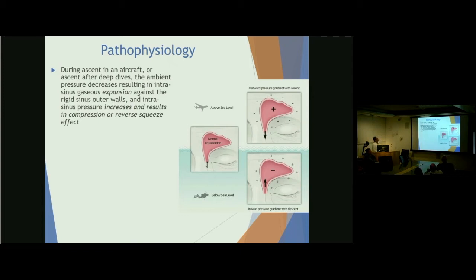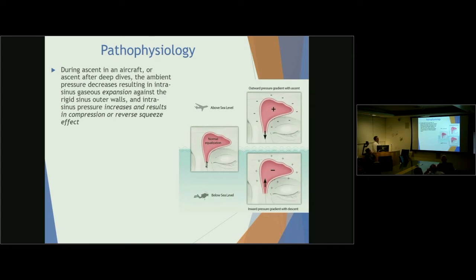So when you're ascending in your aircraft, when you're taking off, this is ambient pressure here. So you're going up, and ambient pressure decreases. Based on Boyle's law, this gaseous environment expands, and this starts putting some pressure onto the sinus wall. In the normal situation, this easily equilibrates with the outside through the ostia here.